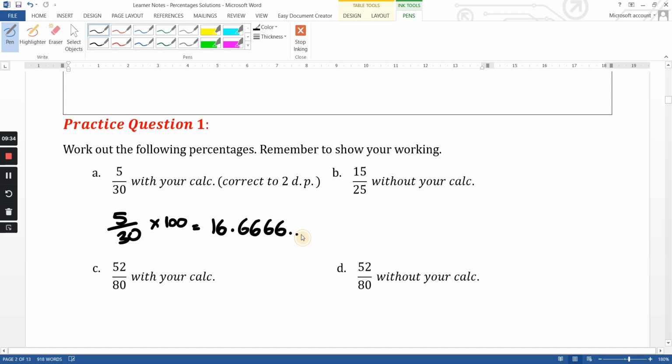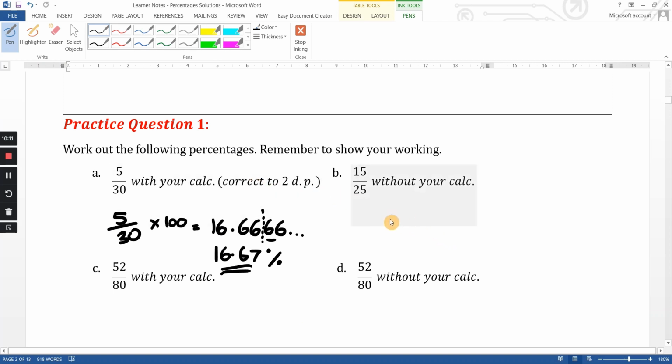16.6 recurring. Okay, so to 2 decimal places, remember if you've seen my video for rounding, straight after the decimal point you've got 2 places. There's your dotted line. This one's going to decide what happens to the one previous, so that's going to go up because this is more than 5. That stays the same, that stays the same, that stays the same. Yeah, and don't forget the percentage sign. So it should be 16.67% for your answer for part A.